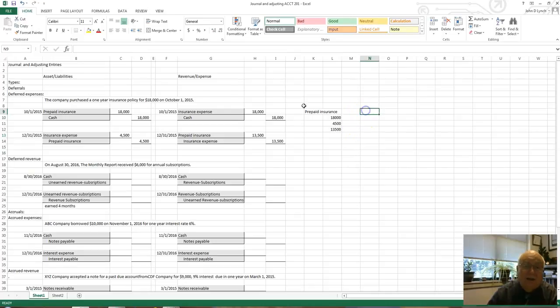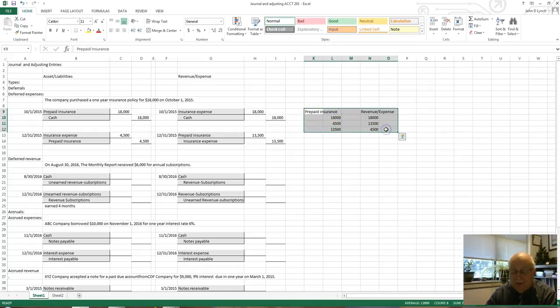Okay. On this approach here, we started with 18,000 in the insurance expense. We took out 13.5. So take 18,000 minus 13.5 and that leaves us 4,500. Okay, so you notice the 4,500s are the same and the 13.5s are the same. So your end results are going to be the same. It doesn't matter which approach you take, it's just a matter of how you do the adjustments.